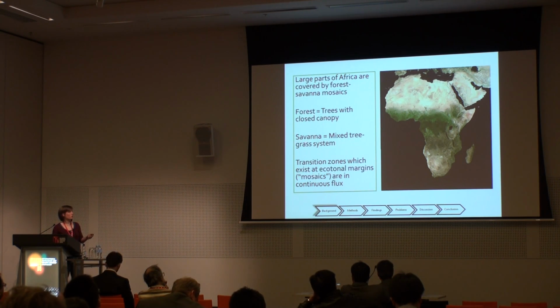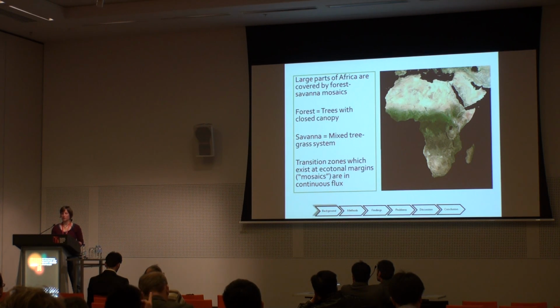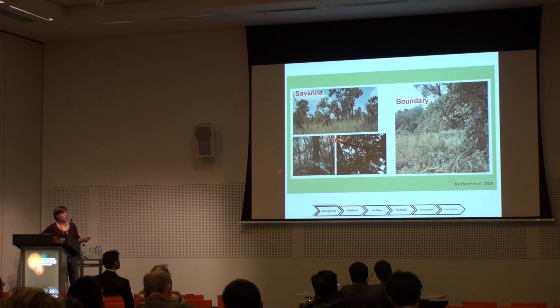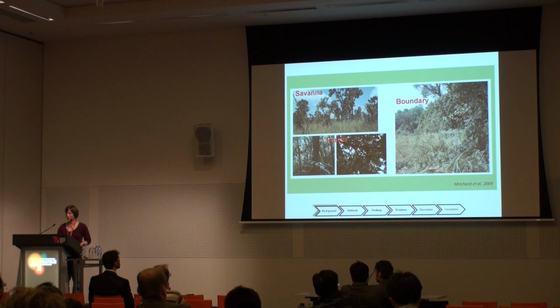Just to give you some definitions: we define forest as trees with a closed canopy, and savannas are mixed tree-grass systems. So it doesn't mean there aren't any trees in there, but it's not a closed canopy, basically. And this is just to illustrate. Here's some savanna. This is what we would call forest, and here you can see this boundary where there's some quite dense forest bordering the savanna.